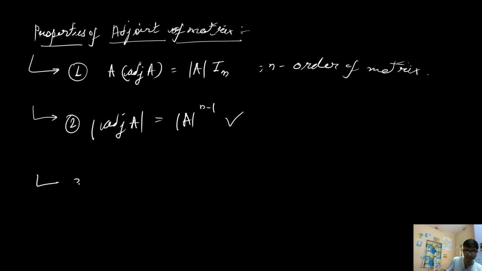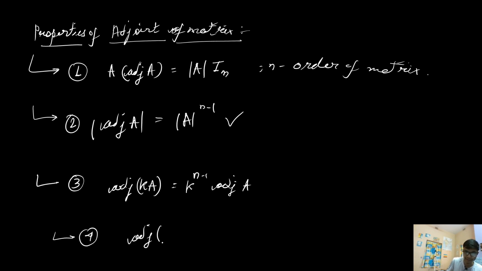Let us see the third result. If I take the adjoint of a scalar k times A, it is k to the power n minus 1 into adjoint of A. Now the fourth property talks about the adjoint of the adjoint of A. If you calculate from this relation, you will get determinant of A to the power n minus 2 into matrix A. This result too you can derive from the king property.